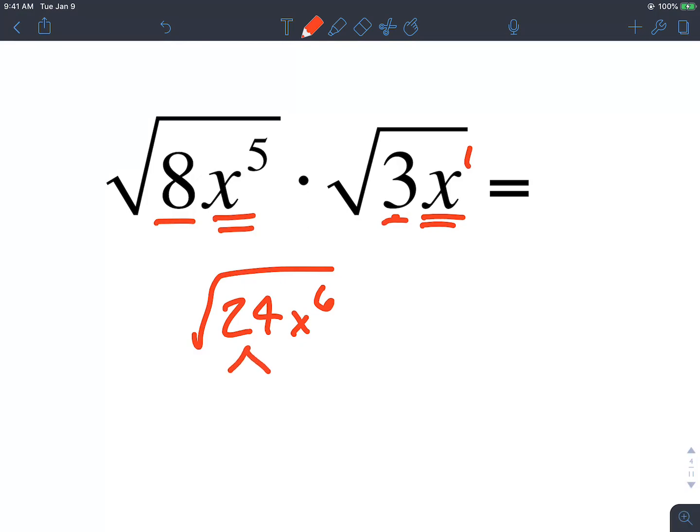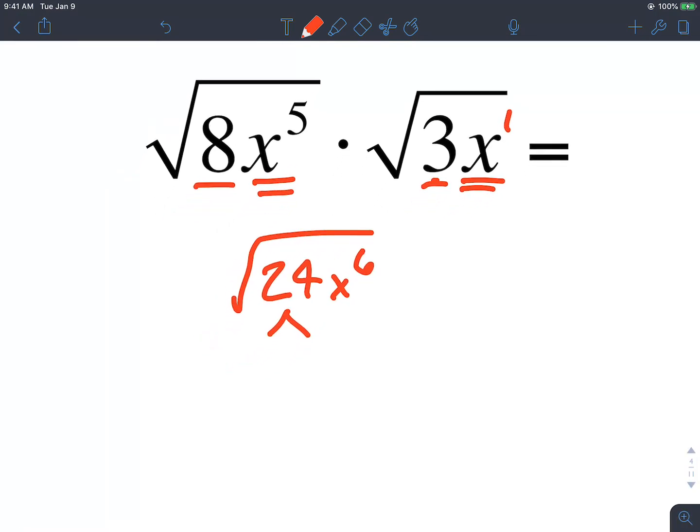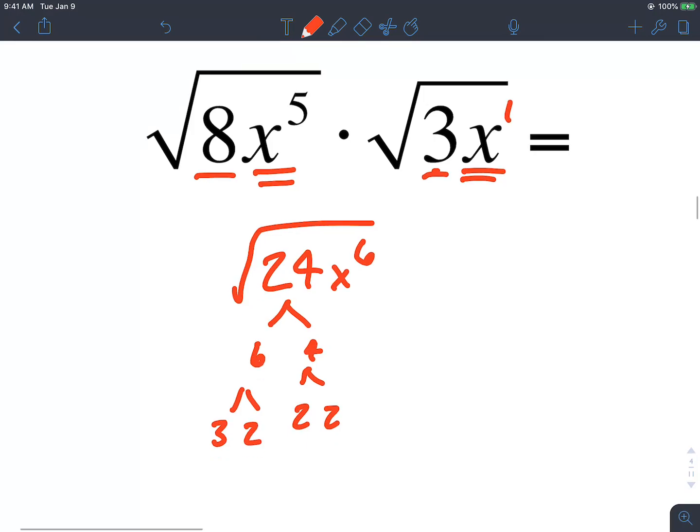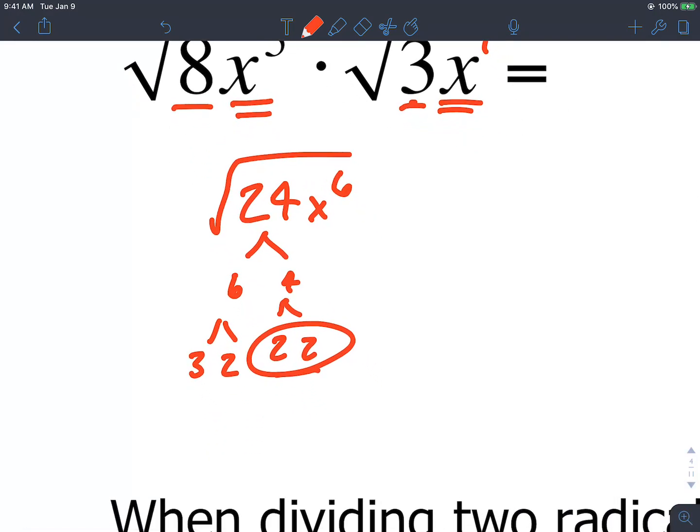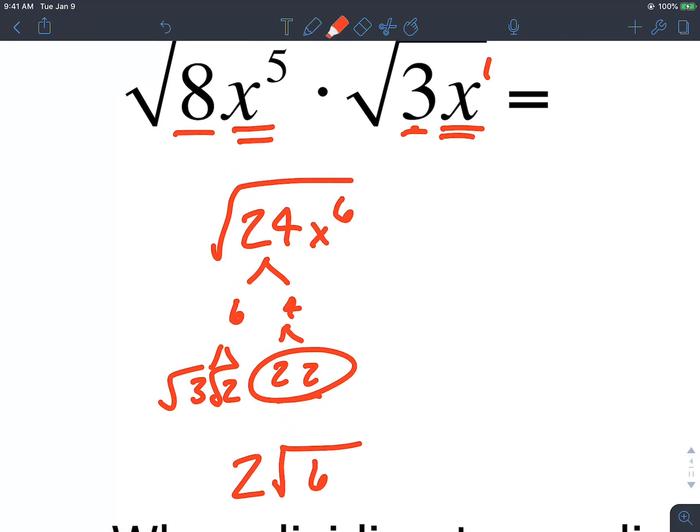All right, and then the rest of this is from yesterday, just a simplified radical. I guess we can go 6, 4, go 2, 2 for the 4, and then 2, 3 for the 6. Got a pair of 2's right there, so we'll pull a 2 out. And then the 2 and the 3 don't have pairs, so multiply those back together. That'll be 6 inside the radical. And then actually, x to the 6.